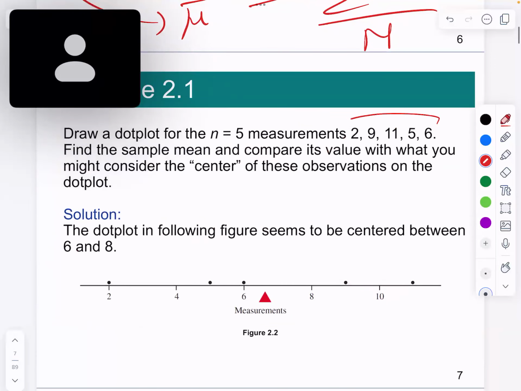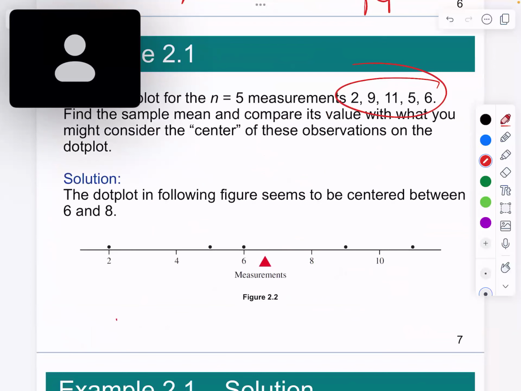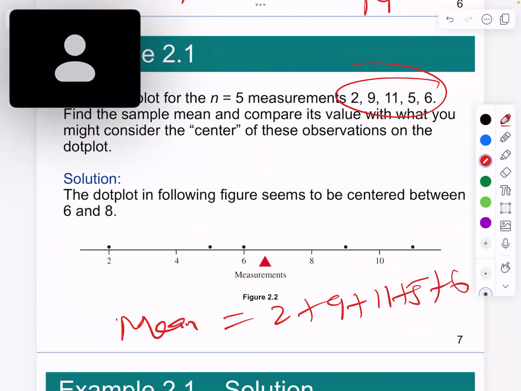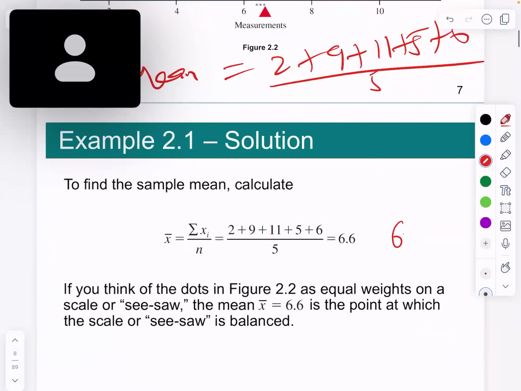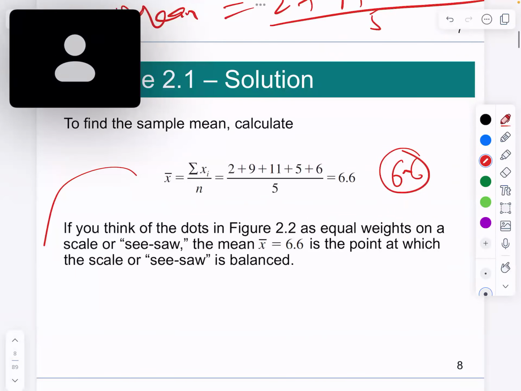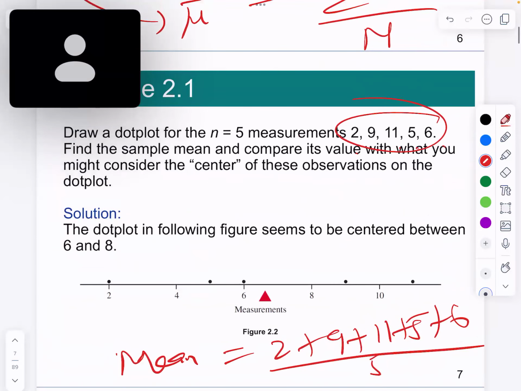If you have this data set, the mean is going to be 2 plus 9 plus 11 plus 5 plus 6, divided by how many of them? 1, 2, 3, 4, 5, divided by 5. That will give you 6.6. Again, this is a sample. The question says, draw a dot plot for n equals 5 measurements. Find the sample mean and compare the value with what you might consider the center.